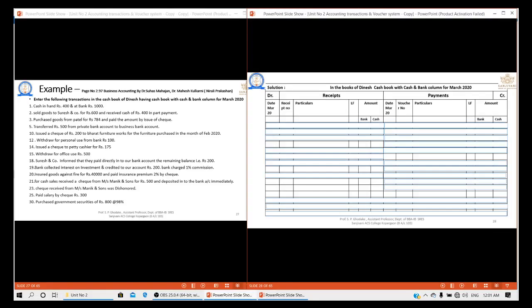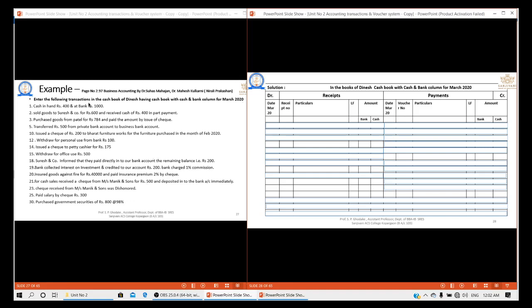Now we'll understand the two column cash book with the help of this example. The example is taken from the book of business accounting. The authors are Dr. Suhas Mahajan and Dr. Mahesh Kulkarni, Nirali Prakashan, page number 297. The transactions were given: enter the following transactions in the cash book of Dinesh, having cash book with cash and bank column for March 2020.